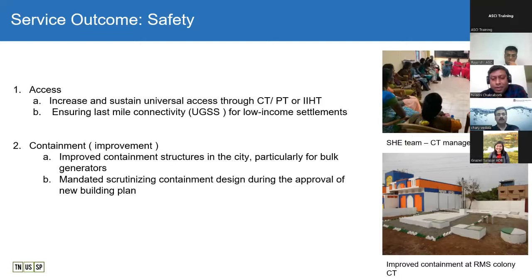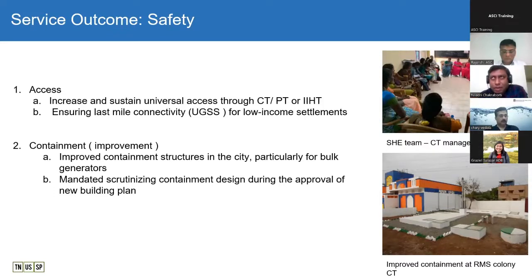Similarly, we did a couple of demonstrations at the community public level. In the photograph, there is one toilet in RMS colony where the containment was designed for a footfall of 80 to 90. Almost every alternate day, it required dislodging. With this improvement, it is now almost 2 years that it has been running safely, and they have not needed to dislodge, as it was designed like that. That is also saving a lot of money for the ULB, because they had to send the cesspool truck and empty it.